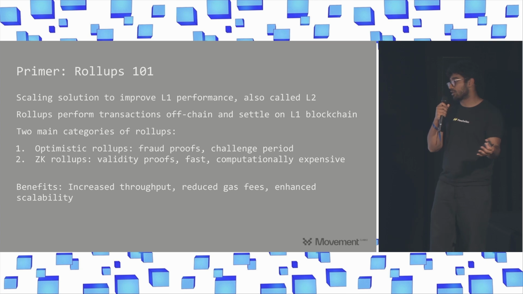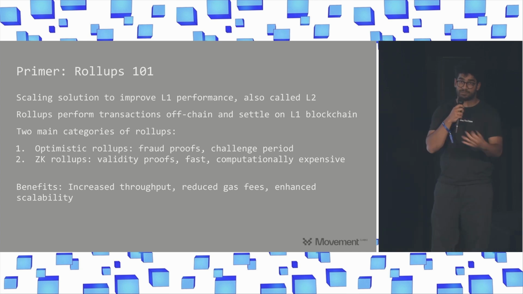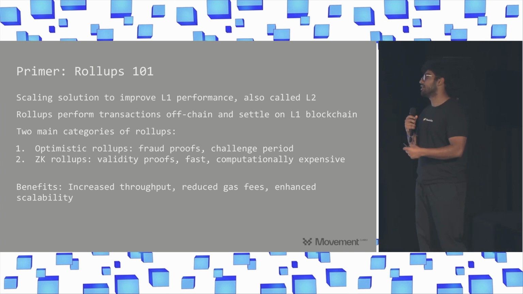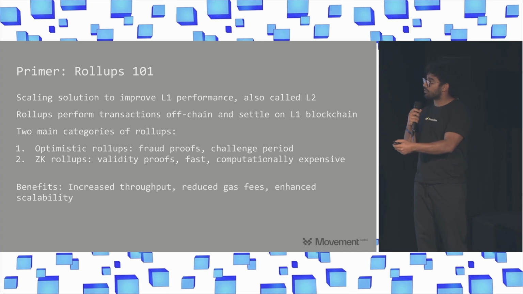But there are two main categories of rollups. You have optimistic rollups, which have fraud proofs and challenge periods. And you have ZK rollups, which use validity proofs, fast but computationally expensive. I think most of the rollups coming to market in the early stages, like Arbitrum and Optimism, were optimistic rollups, and then you had ZKSync and Scroll bringing ZK rollups to market.